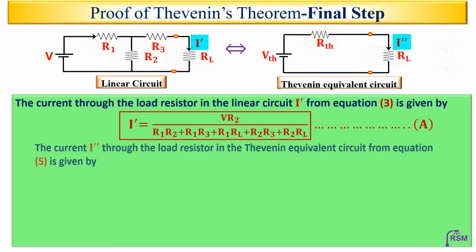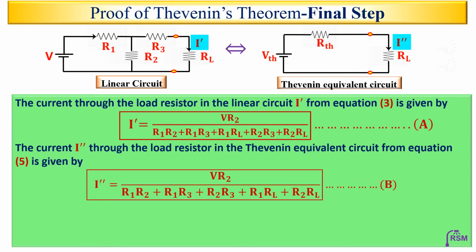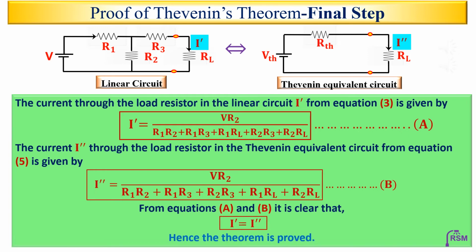The current I double prime through the load resistor in the Thevenin's equivalent circuit from equation 5 is given by I double prime is equal to V into R2 by R1 into R2 plus R1 into R3 plus R2 into R3 plus R1 into RL plus R2 into RL. Call that equation B. If we compare equation A with equation B, it is clear that the expression for I prime is same as the expression for I double prime. Hence the theorem is proved.